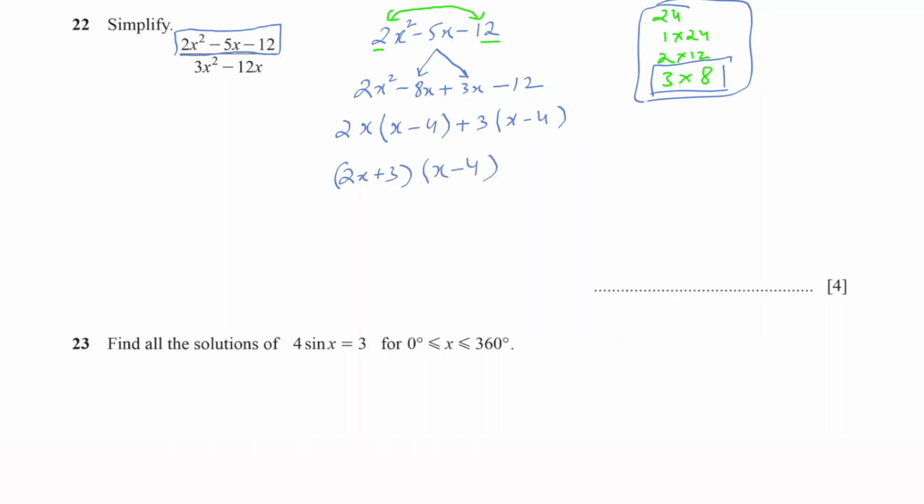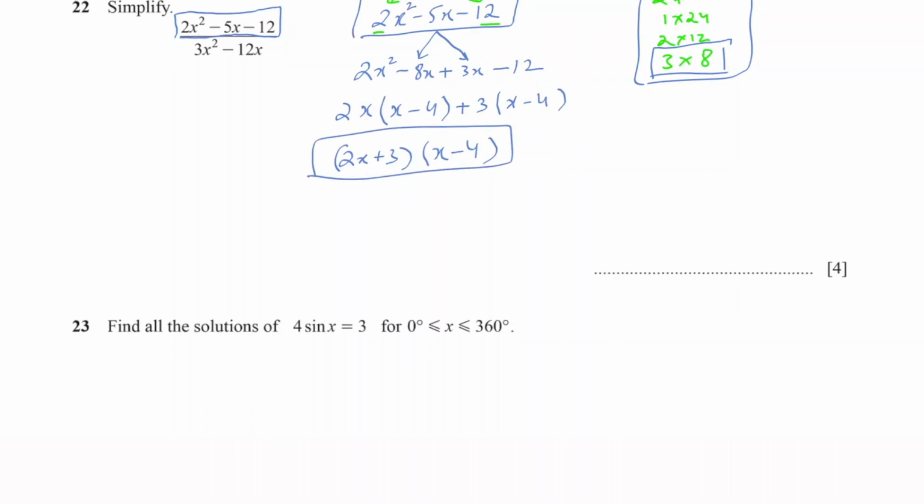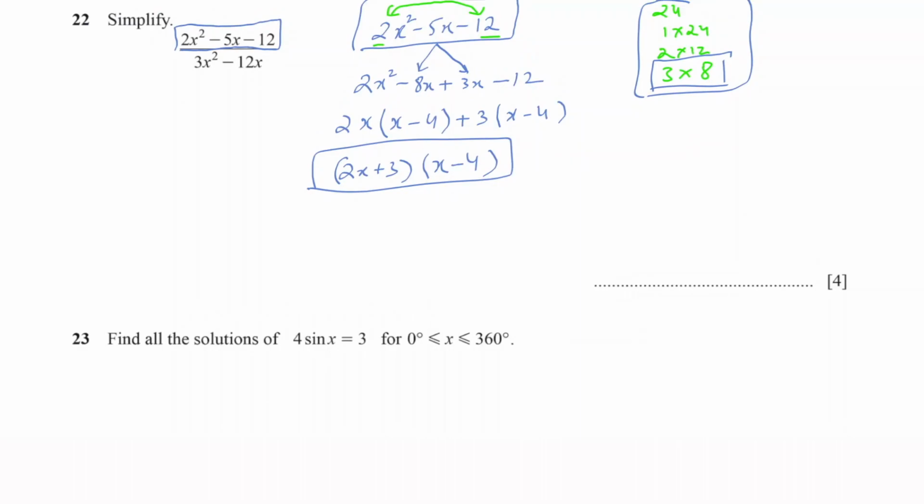Okay, so finally I have done this one in this form. Now I'll come back to the question. Instead of this one, I have to write this one, 2x plus 3 and x minus 4. I hope you understand. We just split it into the middle term and I wrote it here.